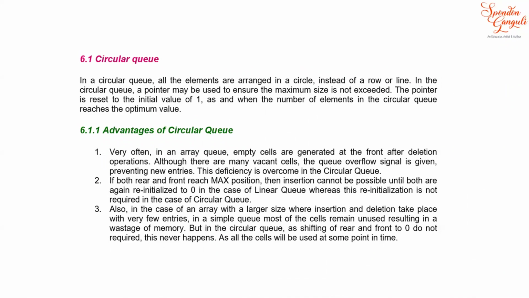Also, in the case of an array with a larger size, where insertion and deletion take place with few entries, in a simple queue most of the cells remain unused, resulting in a wastage of memory. But in the circular queue, what happens? As shifting of rear and front to 0 is not required, this never happens, as all the cells will be utilized at some point of time.